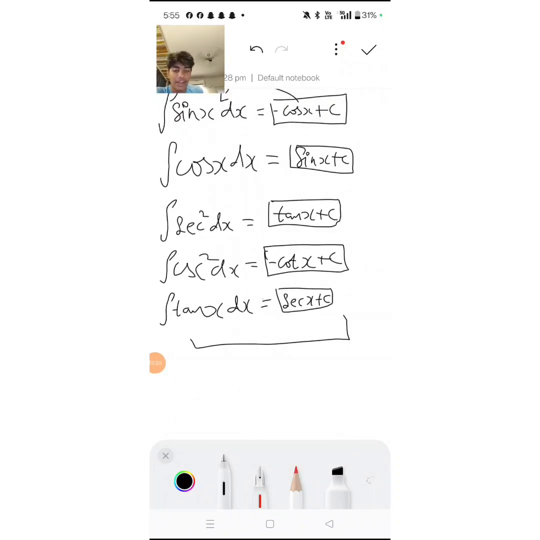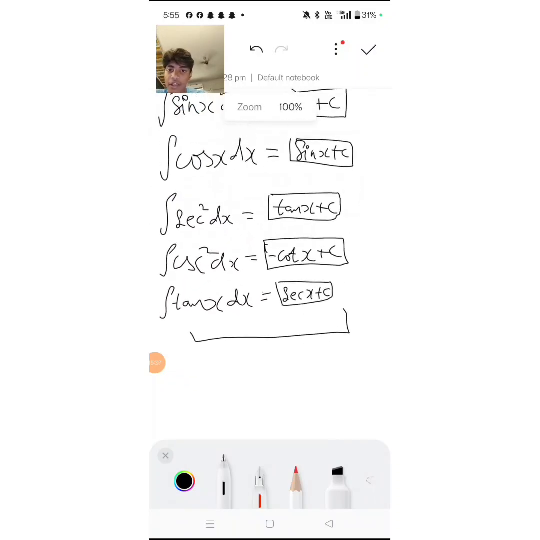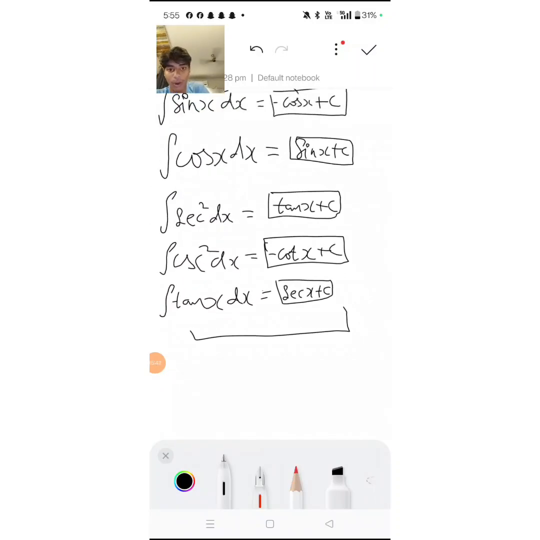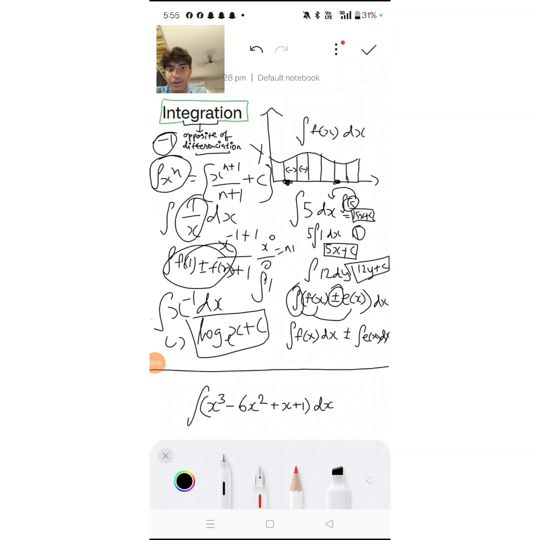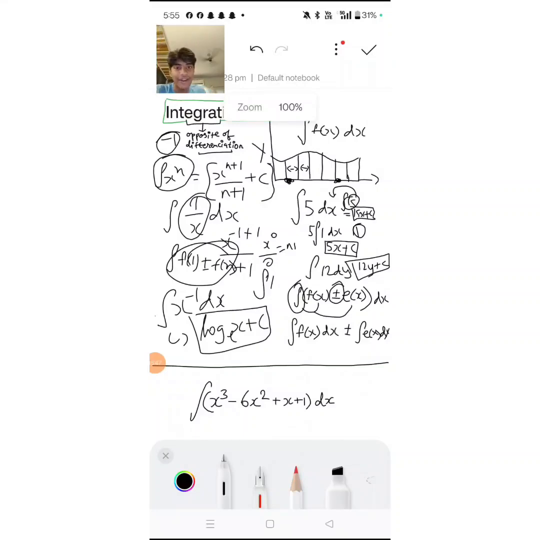Whenever you see trig in integration, you have to remember these basic identities. There's going to be a lot more. This is not even 1% of what integration truly is. I'm just giving you a basic introduction to it. There's a lot more that even I have to cover. So yeah, that's pretty much it for now.